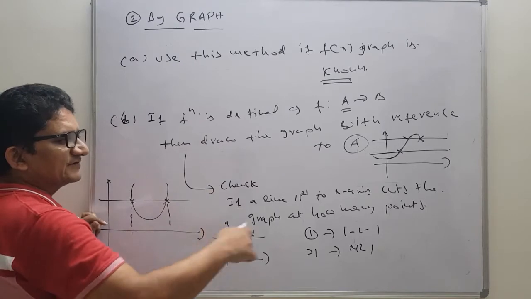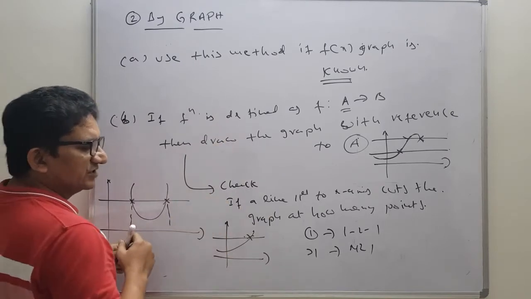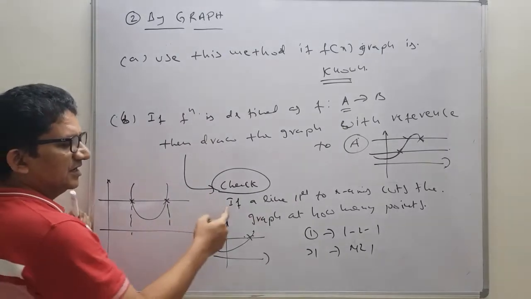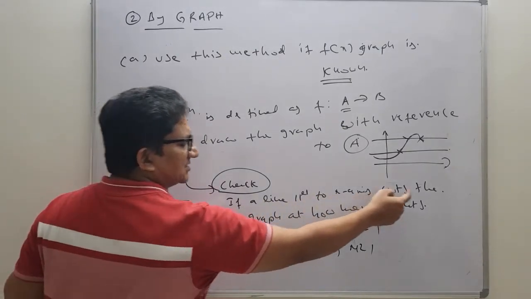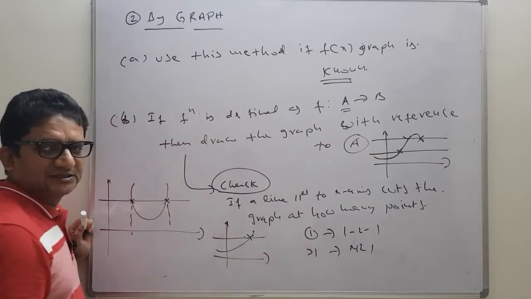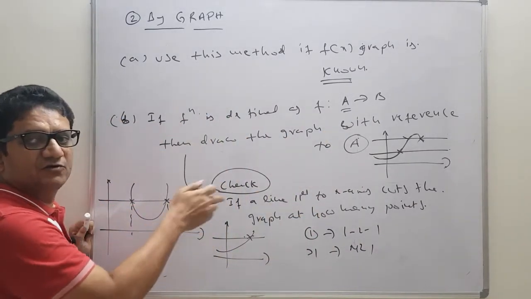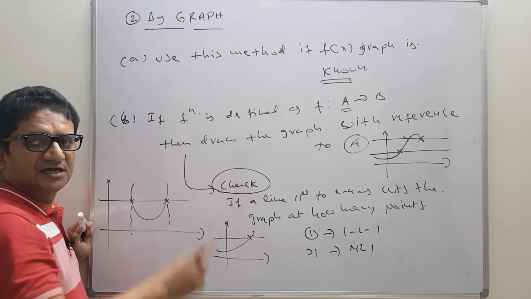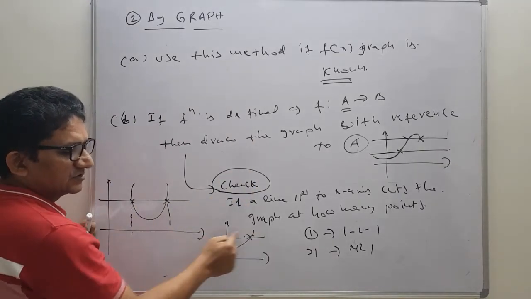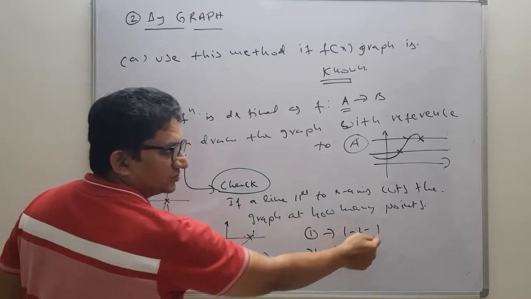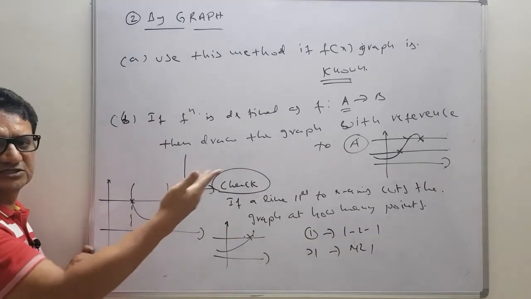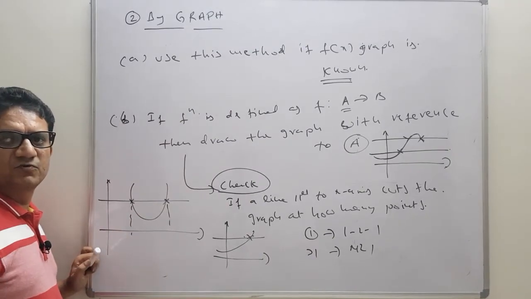Now after drawing the graph, check. Check means we need to see at how many points a line parallel to the x-axis cuts the graph. If it cuts at exactly one point like this, then the function is said to be 1 to 1. If it cuts at more than one point, then the function is said to be many to 1.